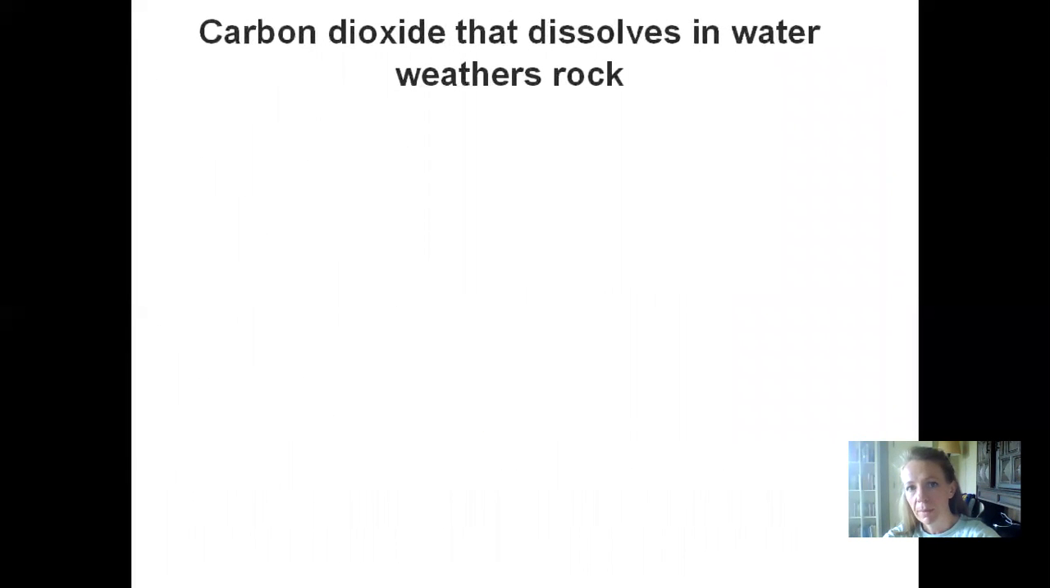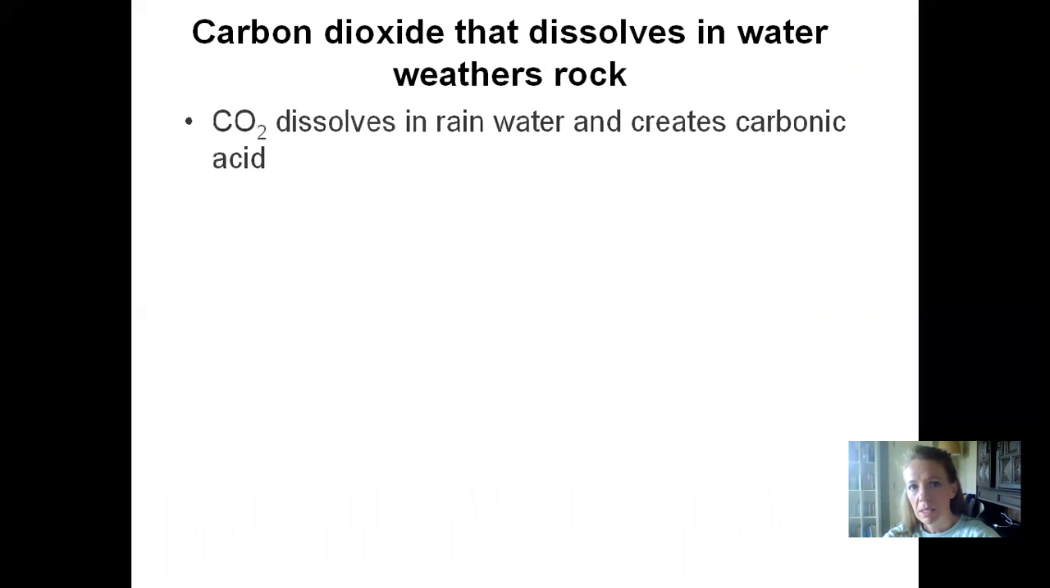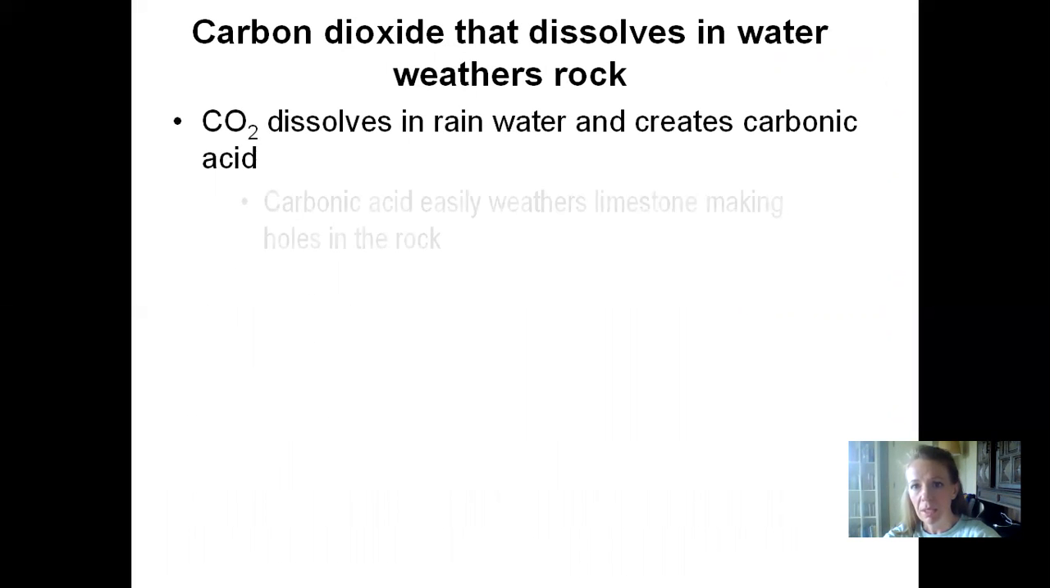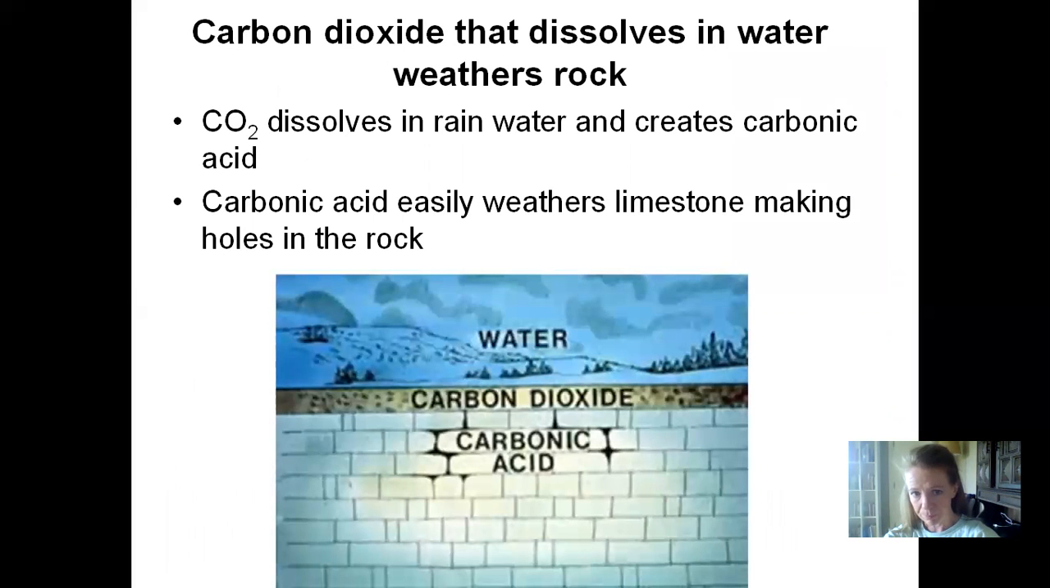Carbon dioxide dissolves in water and weathers rock. CO2 dissolves in rainwater and creates carbonic acid. Carbonic acid easily weathers limestone, making holes in the rock, as you can see here.